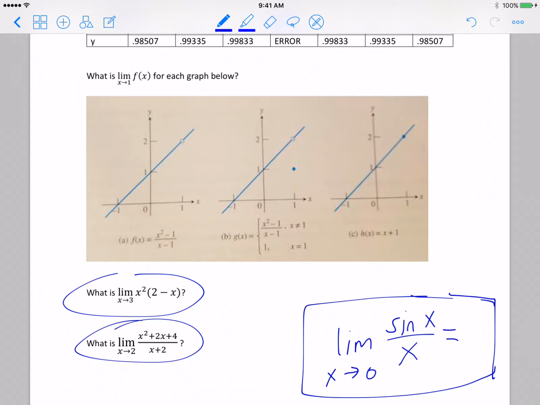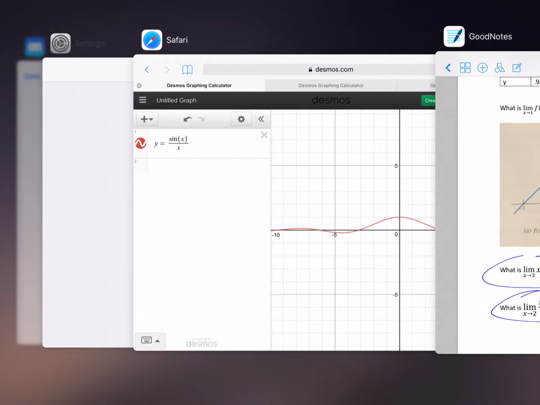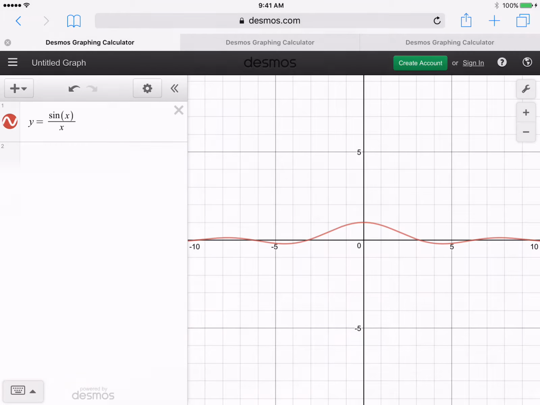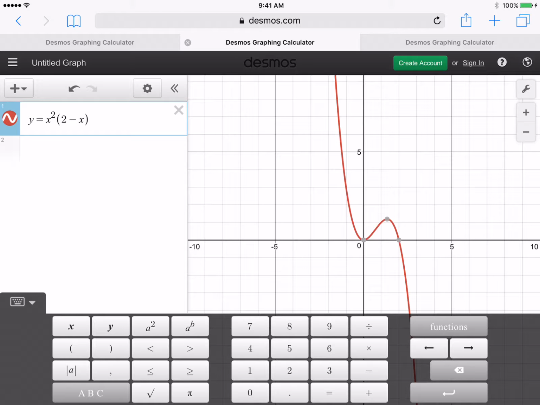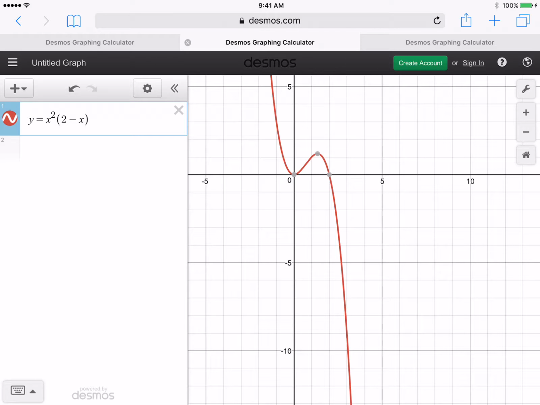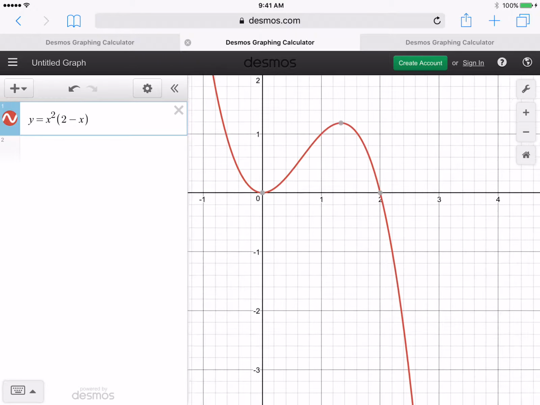So what I have is a Desmos graph with that. Here's my graph for that function, y is equal to x squared multiplied by 2 minus x. So you have essentially a cubic function. And then we're concerned with the x value of 3. Let's take a look at this graph. Let me zoom this in.